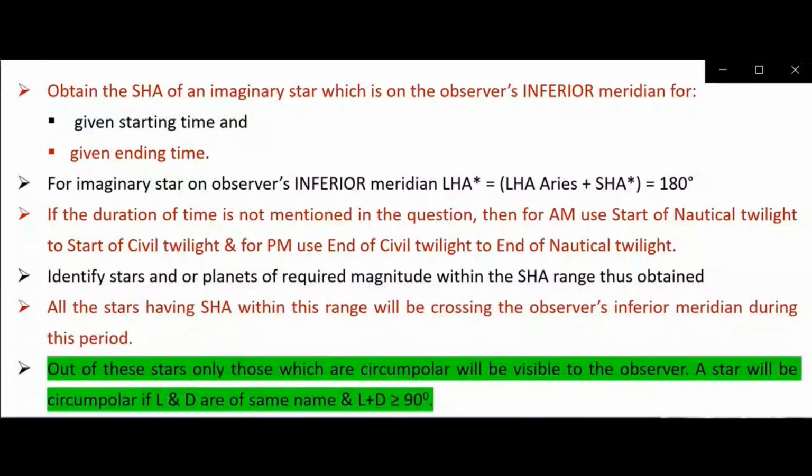A star will be circumpolar only if latitude and declination are of the same name and, at the same time, the sum of latitude and declination is greater than or equal to 90. So out of the stars that you list, only those which are circumpolar would be visible.